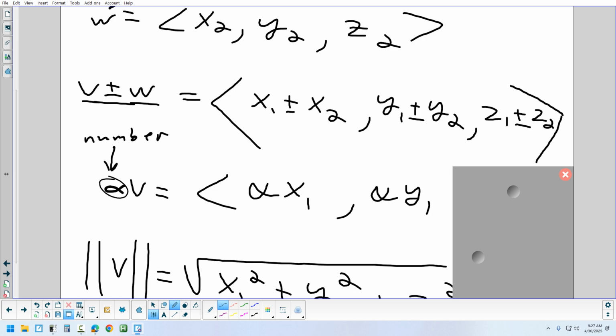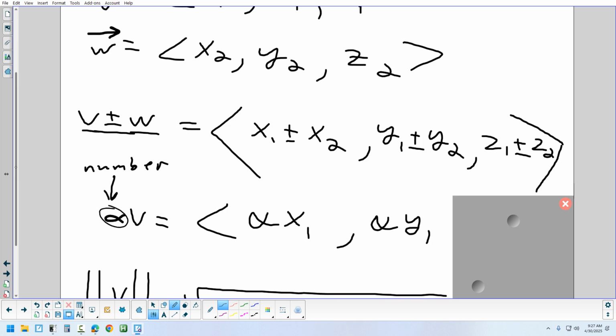Okay, when you scale a vector, we think of it as a distributive property. You multiply your x component by your scalar, your y component by your scalar, and what am I going to put underneath that box to extend the formula to 3D? Yeah, the scalar, whatever that is, the number times z1. So it's alpha times x1, alpha times y1, alpha times z1.